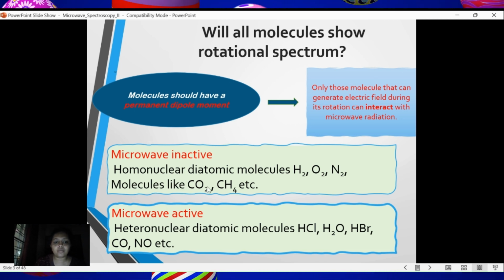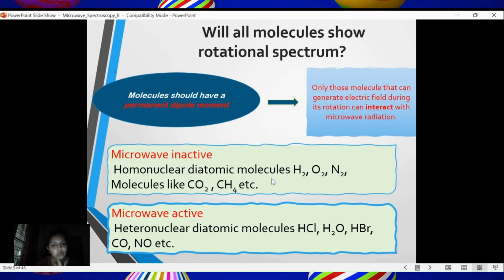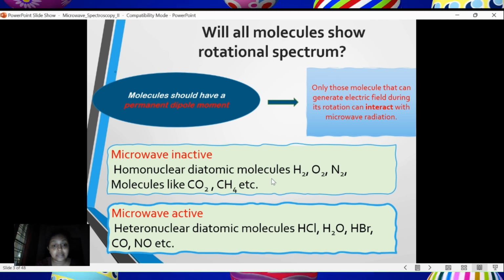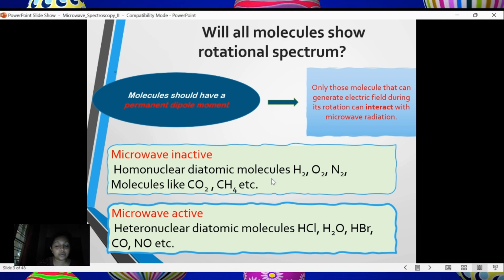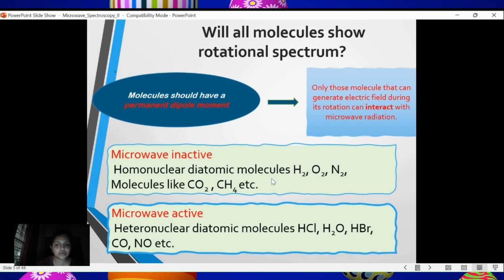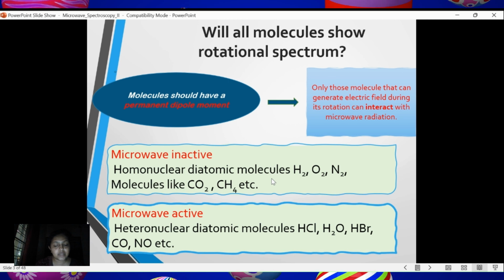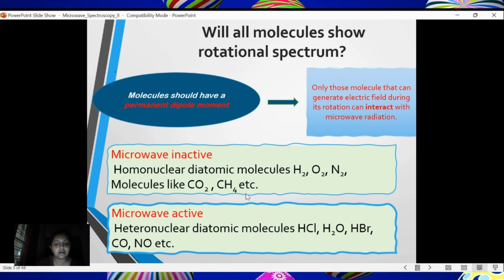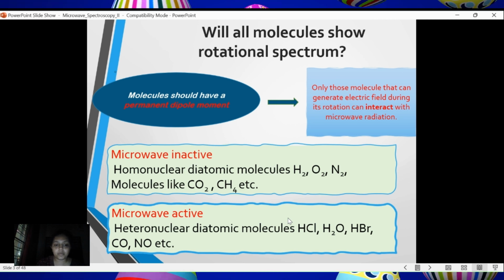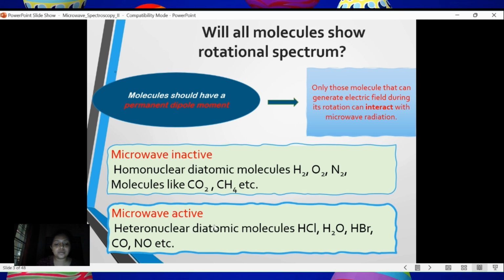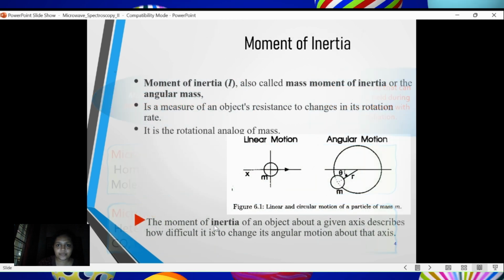Homonuclear diatomic molecules such as H2, O2, N2, and molecules such as CO2, CH4, etc., are microwave inactive, that is, they do not have a permanent dipole moment. But heteronuclear diatomic molecules such as HCl, HBr, CO, NO, etc., are microwave active molecules. Okay.